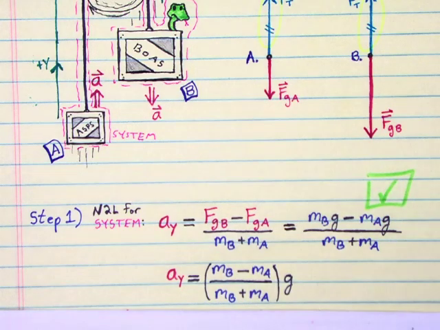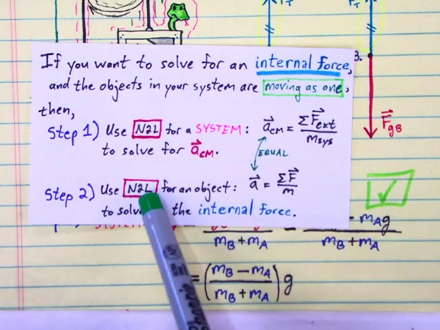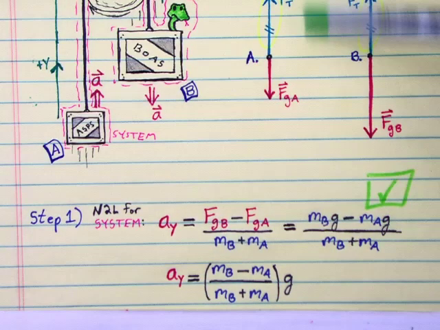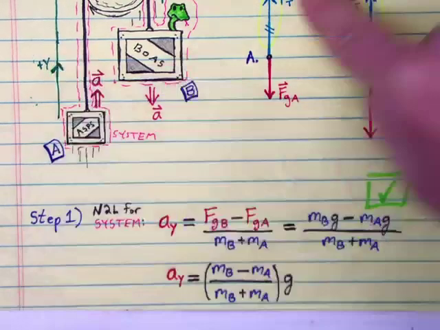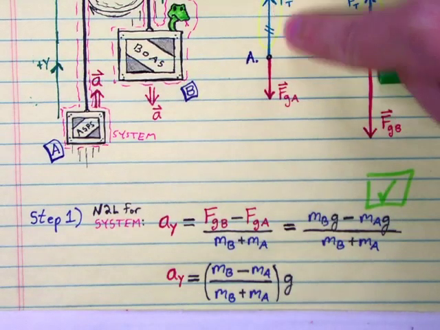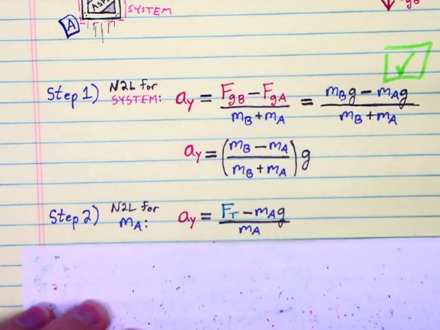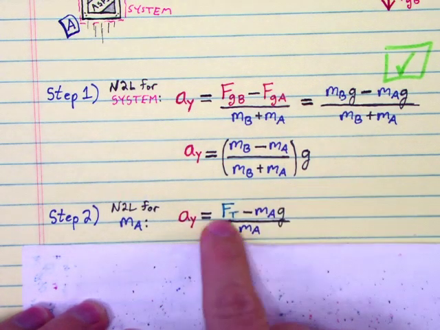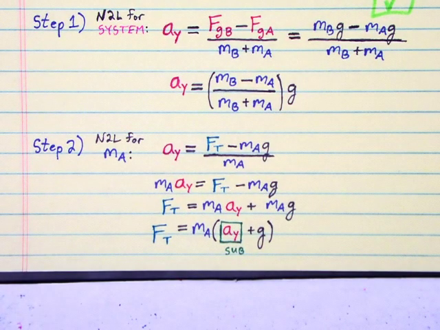Okay, but that's just step one. We now want to find the tension, our internal force. So we're going to go to N2L for just one of the two objects. Let's pick mass A here. I'll do Newton's second law here in the y direction. We've got tension upwards, positive y direction, gravity downwards. So it'll be tension minus gravity in the sum of forces for mass A. There we go, tension minus the weight of A. And then let's just algebraically rearrange this to get tension by itself. A few lines of algebra. And there we have it, tension isolated.